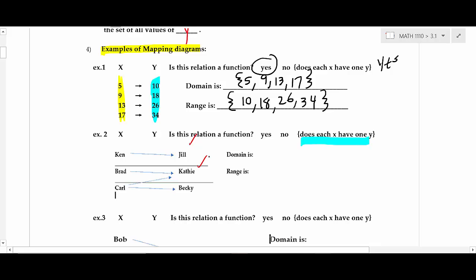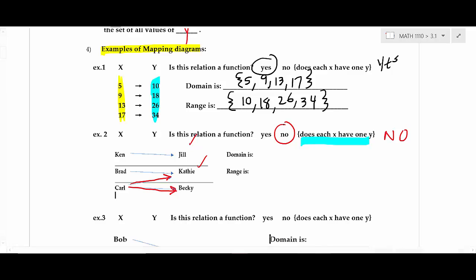Look at poor old Carl. What's wrong with Carl? Carl's a two-timer, is what I'm thinking. Carl's kind of a bad boy. He's got a crush on Kathy, and at the same time he's got one on Becky. So the answer to that question is no. Carl, that x, is going to two y's, so it's not a function. That's a pretty good way to explain that. So, no bad boys.